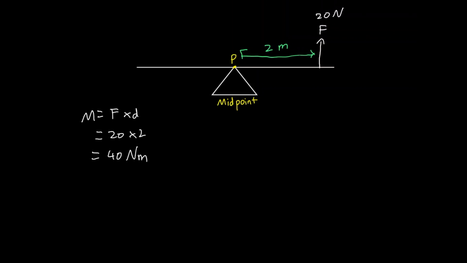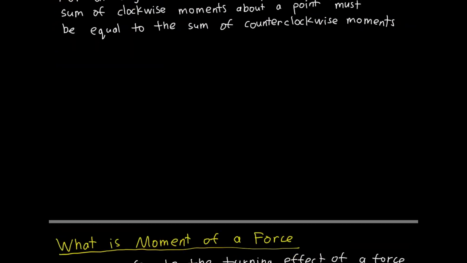Now let's look at clockwise and counterclockwise moments. So in this case, which direction will our movement be? Well, since our force acts upwards, it will cause our pivot to rotate anti-clockwise, or in this direction. However, if our force acted downwards, let's say over here, it would cause our pivot to rotate in a clockwise direction. So this way.